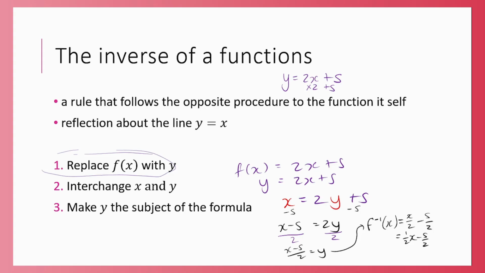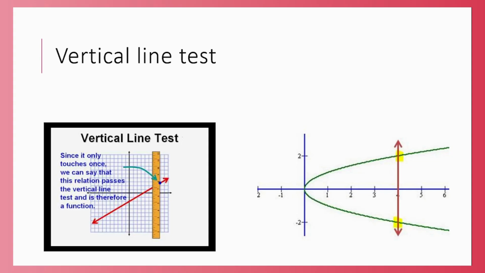We swap the x and the y. Then there are two tests that we use for whether something is a function or not, and then classifying that function. Firstly, the vertical line test tells you yay or nay, is it a function?